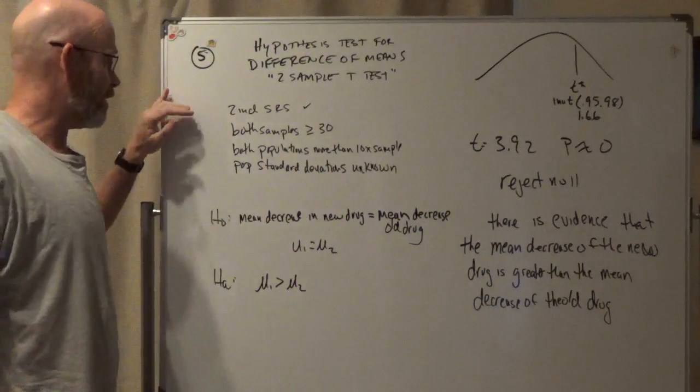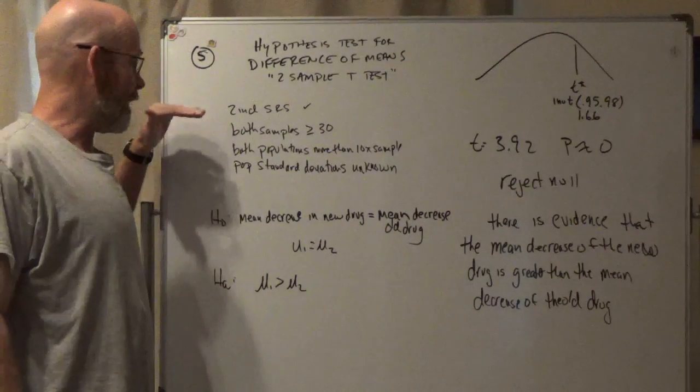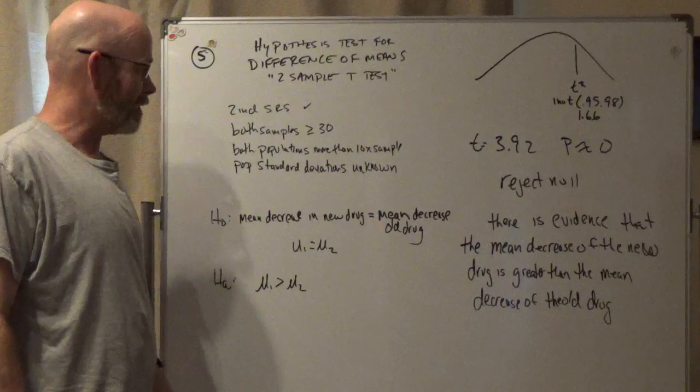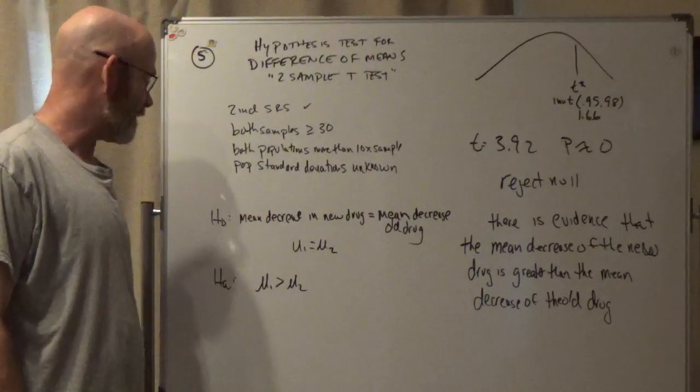So list the conditions. Two independent simple random samples. Both samples are more than 30. Both populations more than 10 times the sample. Population standard deviations are unknown, hence the t-test.